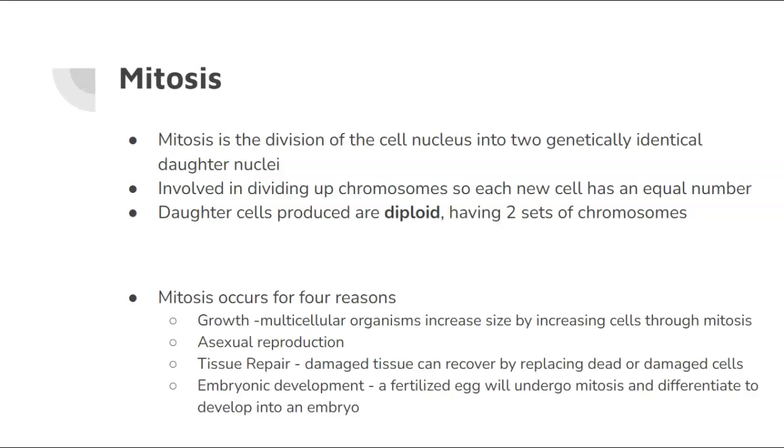There are a number of reasons that our cells go through mitosis, but the four main reasons are for growth. When multicellular organisms increase in size, they also have to increase the amount of cells in their body. So to grow, you need to go through mitosis to create new cells. Asexual reproduction is done by mitosis. To repair tissues, you replace damaged or dead cells by creating new cells to replace them. And then during embryonic development, a fertilized egg will undergo mitosis and differentiate into all of the different parts that will then make up the embryo.